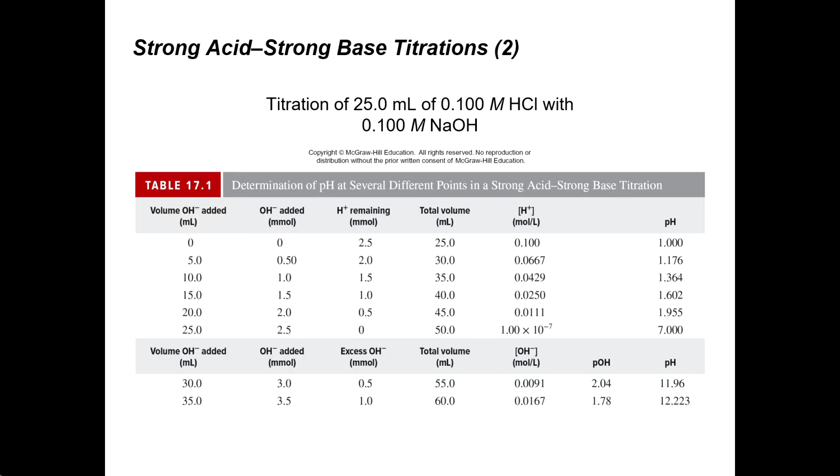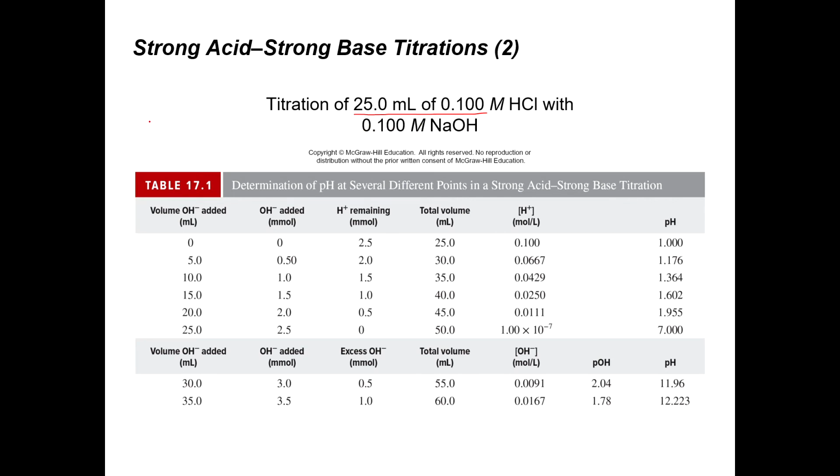Now let's look at this in terms of numbers. At any point of time in the titration you can measure the pH, right? So first, when you started, you have 25 ml of 0.1 molar hydrochloric acid, and you're reacting it with 0.1 molar sodium hydroxide.